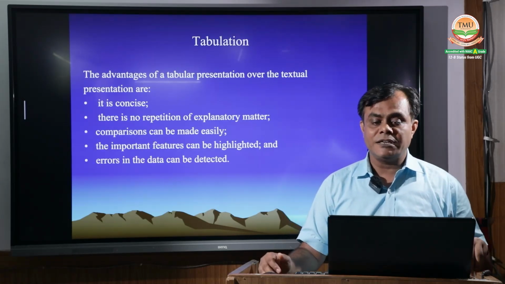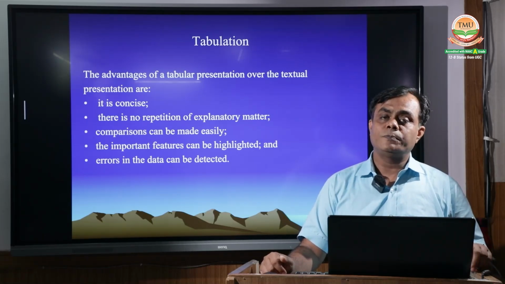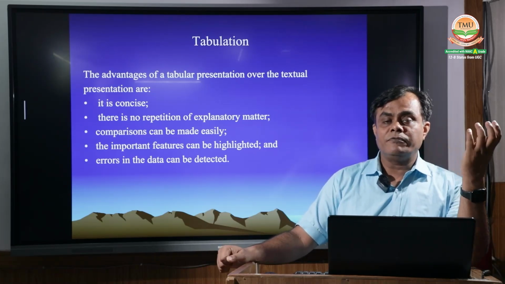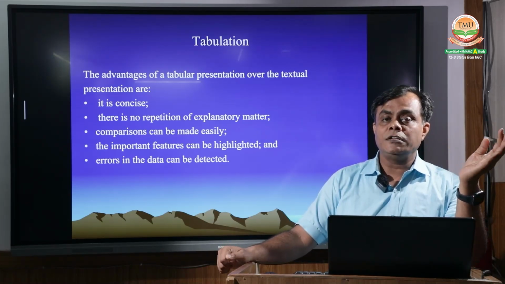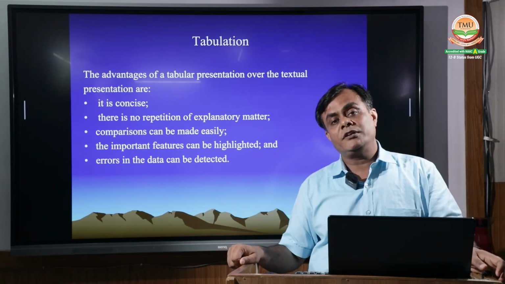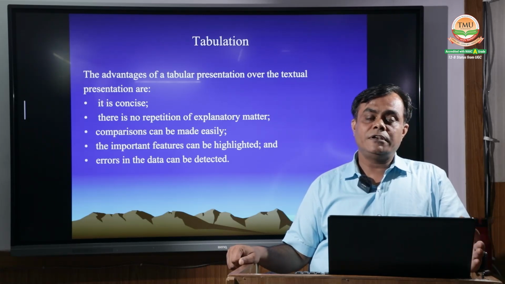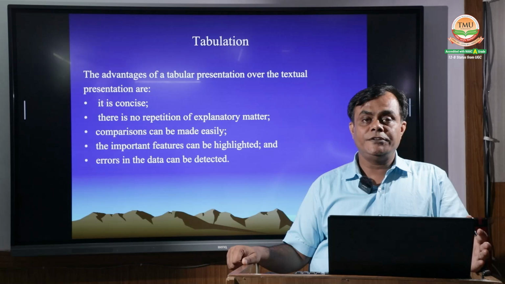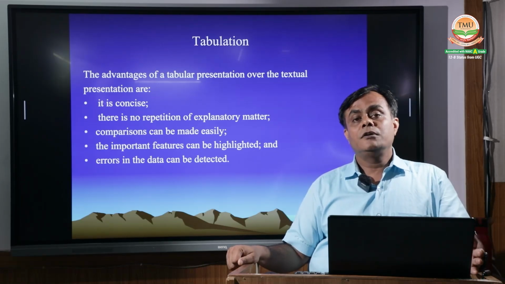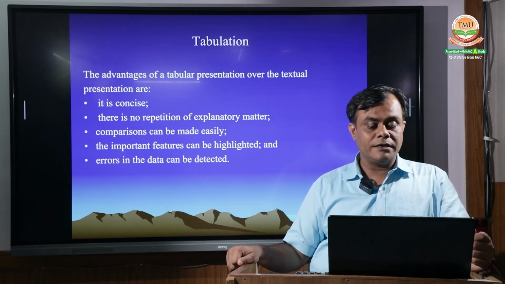So there are certain advantages of tabular presentation over a textual presentation. Here we are going to compare those advantages if you are converting data from textual format to tabular format, or directly putting data into a tabular format. If you are describing data in a textual format, there are many disadvantages, but you certainly get a lot of advantages when you are putting data in a tabular format, as given here below in this slide.